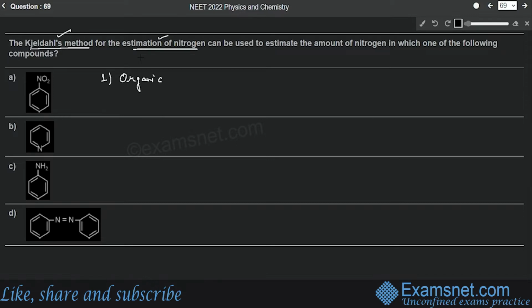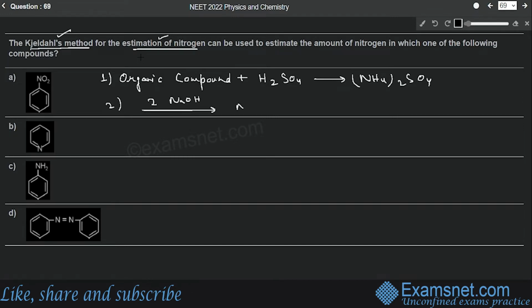There are three main steps. In the first step, an organic compound containing nitrogen is heated with concentrated sulfuric acid to give ammonium sulfate. Okay, so this is the first step. Now, in the second step, this ammonium sulfate is further heated in excess sodium hydroxide and it gives sodium sulfate plus ammonia gas plus water. Okay. So two molecules of water are there.